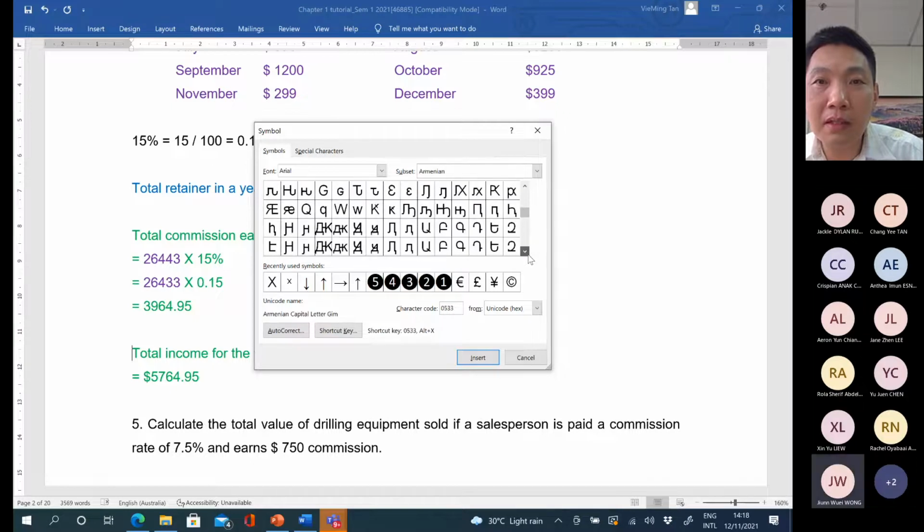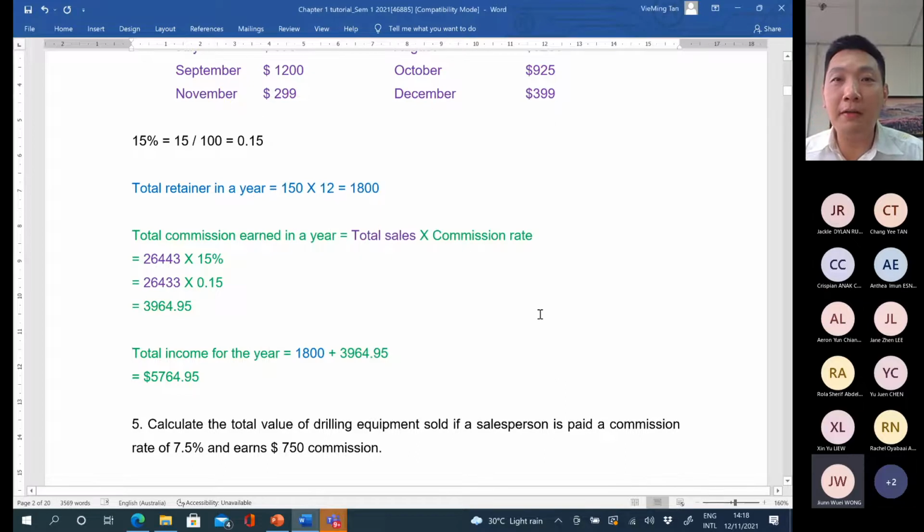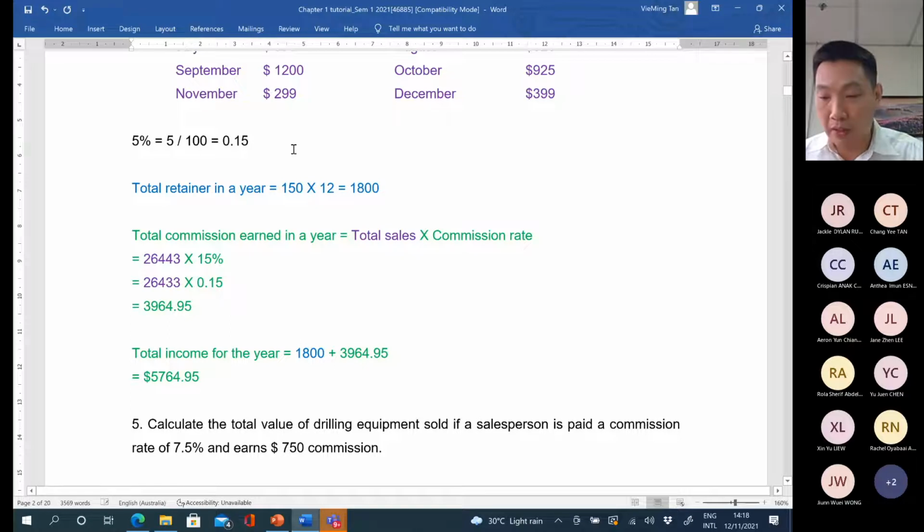Sir, the commission rate is 5%. Oh, 5% only, okay. All right, no wonder nobody wanted to give me an answer. Okay, 5% only. Thank you for informing. So that means 5 divided by 100 is 0.05. Okay, 5%.